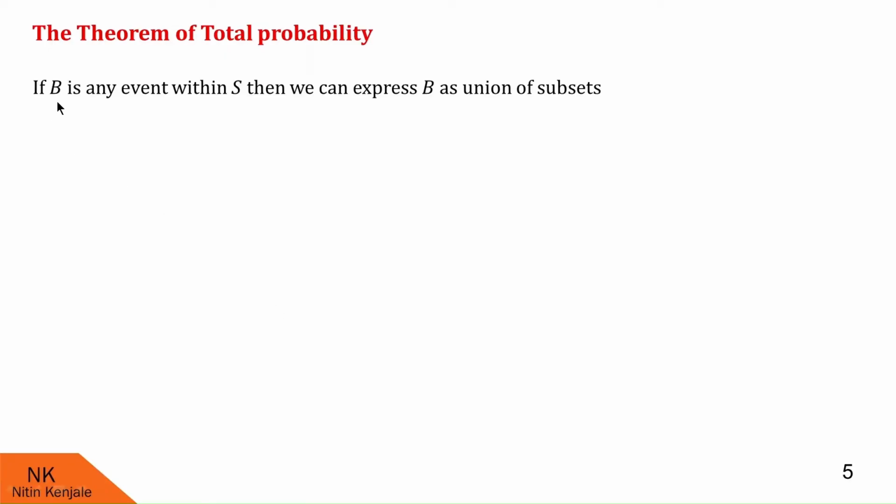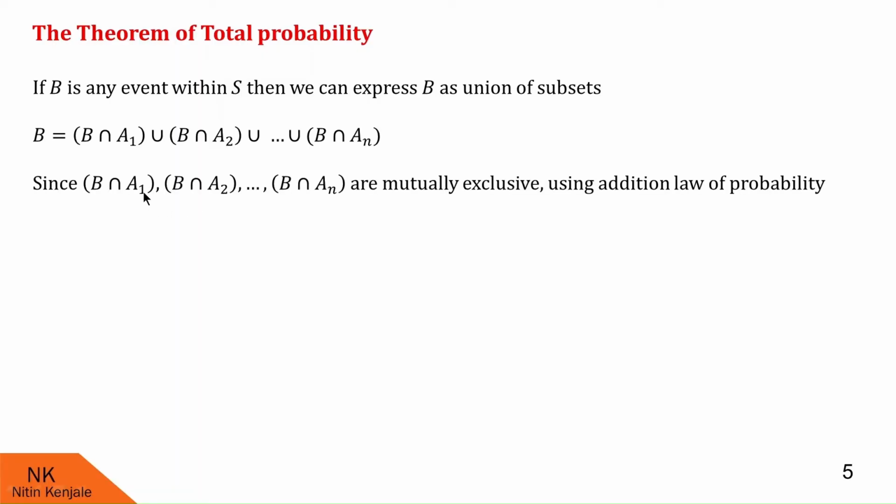We will consider any event B from sample space S such that B is union of subsets B intersection A1, B intersection A2 up to B intersection AN. As we have seen, these events B intersection A1, B intersection A2 up to B intersection AN are mutually exclusive. Using addition law of probability, we can write probability of B as probability of B intersection A1 plus probability of B intersection A2 plus up to probability of B intersection AN.